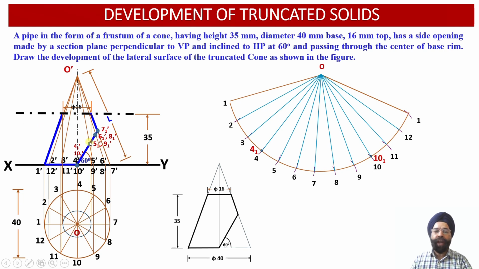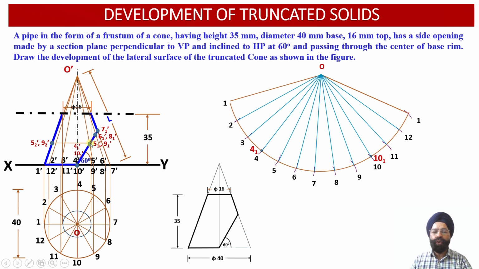Now the next 2 points which we have with us are 5-1 dash and 9-1 dash. These 2 points happen to lie on the apparent lengths of the slant generators O-5 dash and O-9 dash. So these distances O-5-1 dash and O-9-1 dash will represent the apparent length of the radii over here.